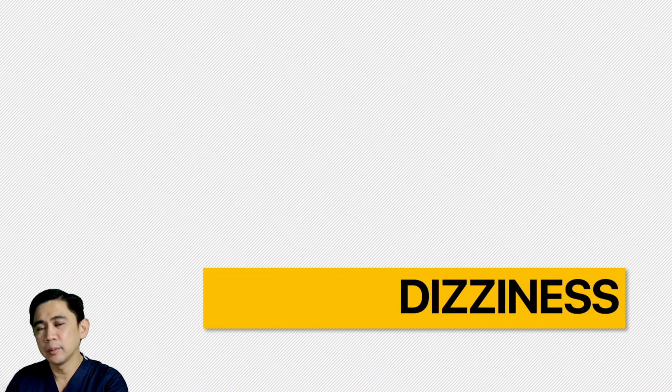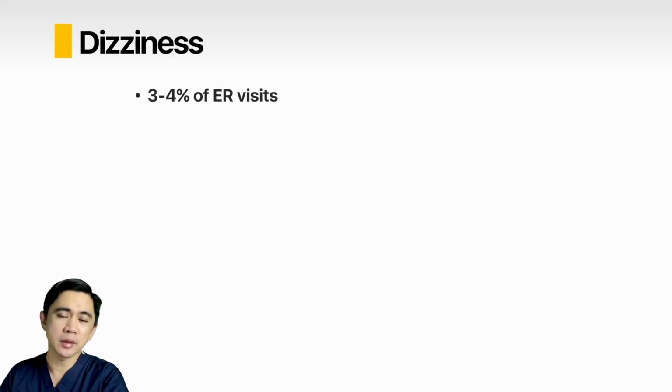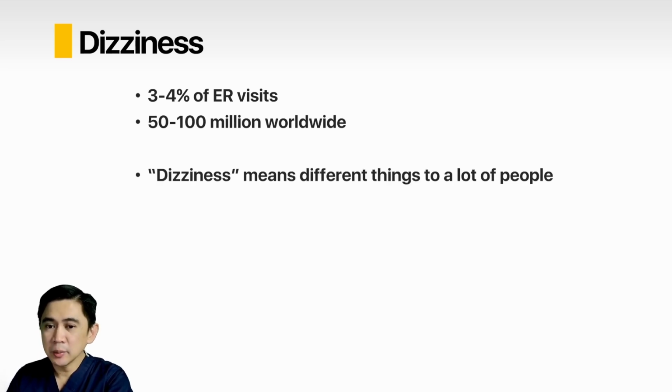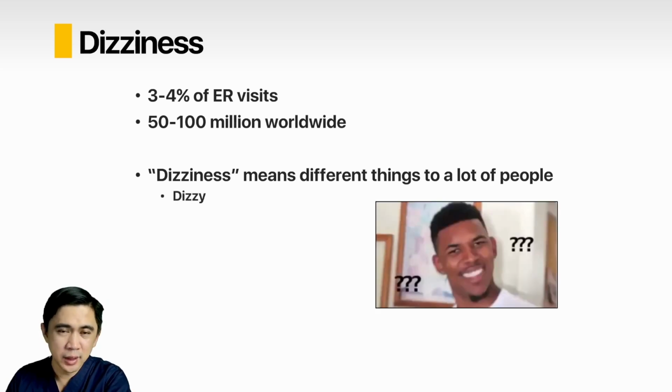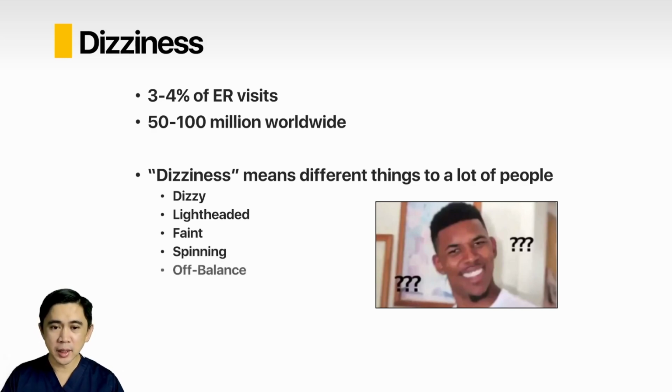Now that we have reviewed the basics of the vestibular system, let's talk about dizziness. So the problem with dizziness will result to 3 to 4% of all ER visits, and this affects 50 to 100 million people worldwide. Dizziness actually means different things to a lot of people. Some people will just say they're dizzy. Some people will say they're lightheaded. Some people will say that they will have a feeling of faint. Some spinning, off balance, floating.